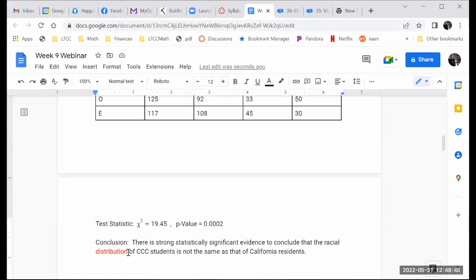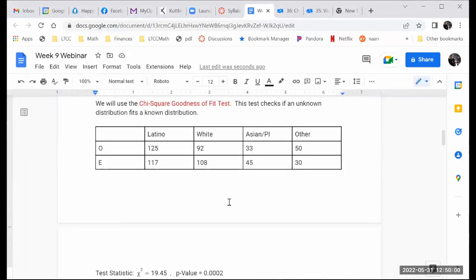Okay, I want to let you know something. We're able to say that the distribution is not the same based on this survey, right? Does this tell you, based on what we just did, which is the one that is way off? Latino, white, Asian, or other? Do we get that out of what we just did? No. The answer is definitely not.